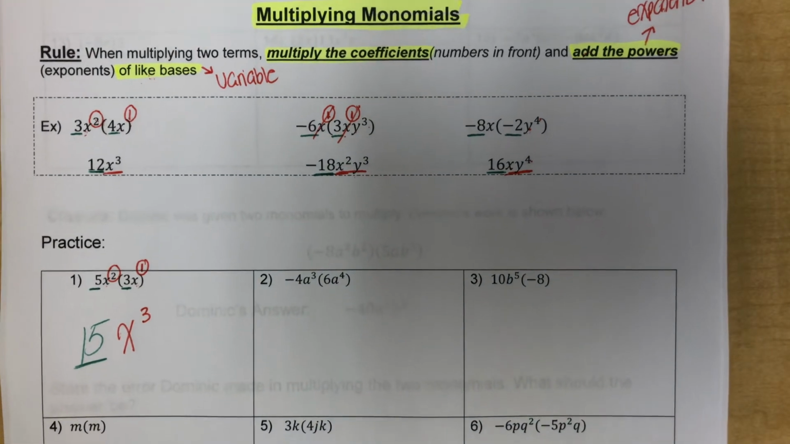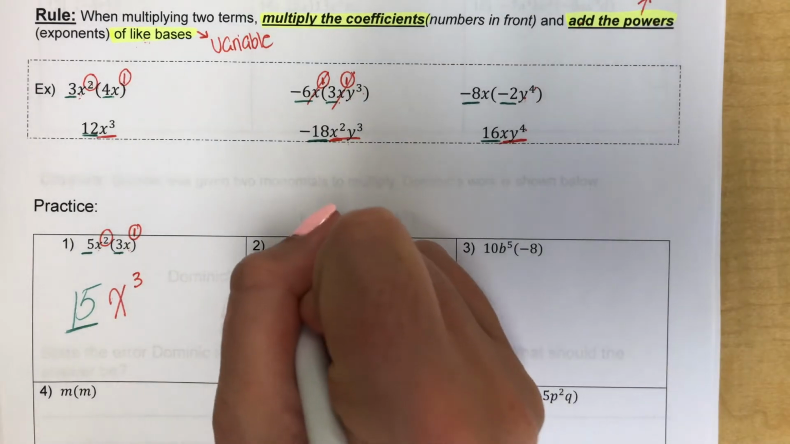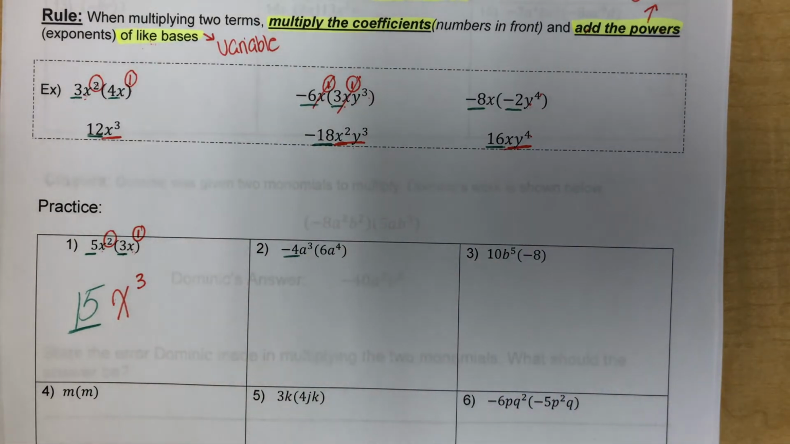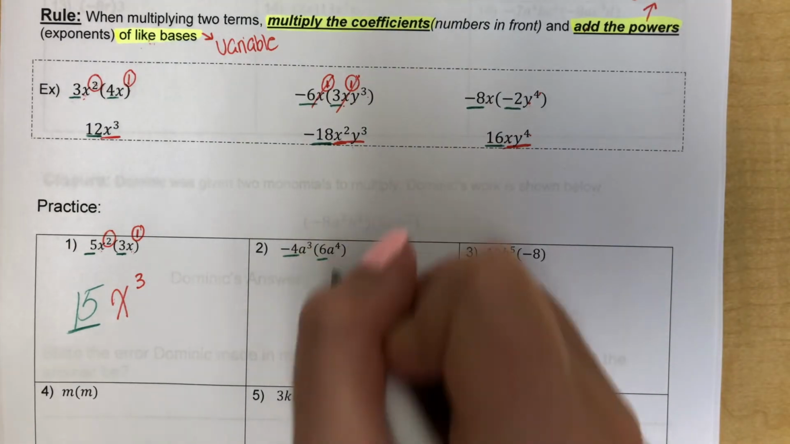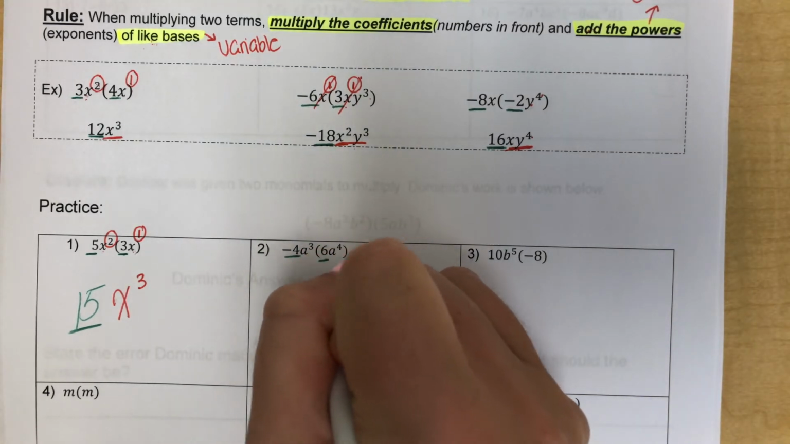All right, let's try one more, maybe number 2. So if I look at number 2, again, the coefficient out front is -4 on the first term, and the coefficient on the second term is 6. Well, -4 times 6 is -24.